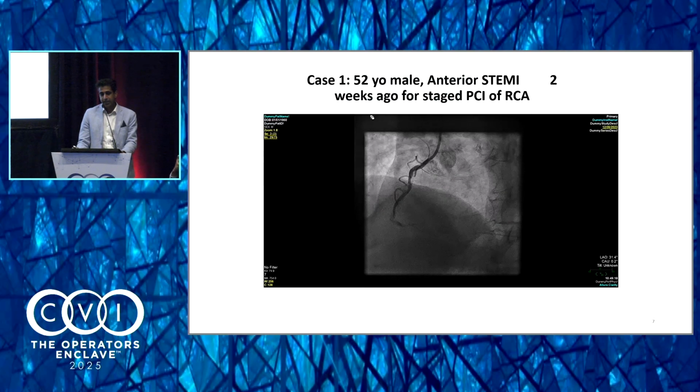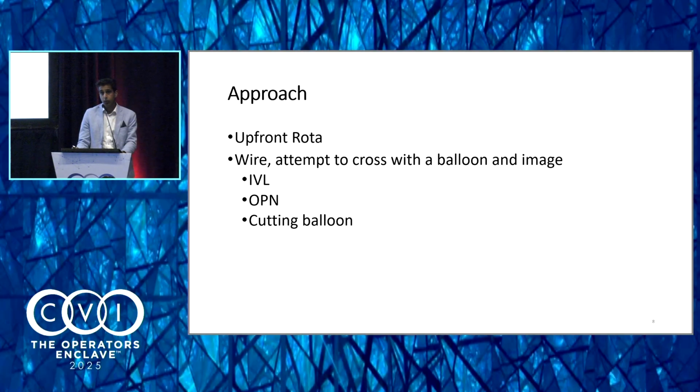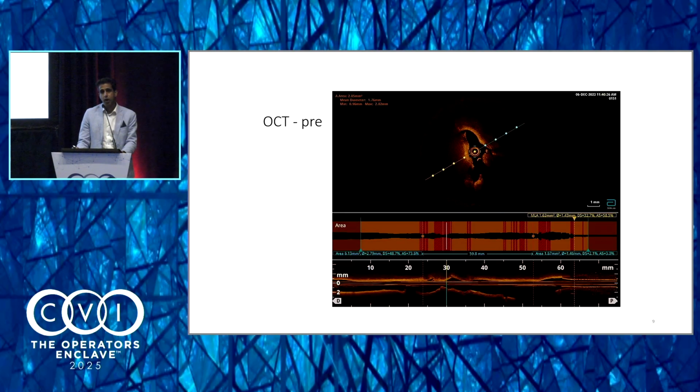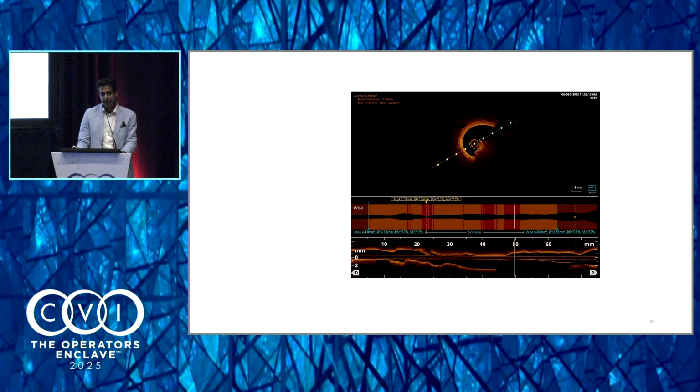So I'm going to go to a case. This is a heavily calcified RCA, and the patient had an anterior STEMI previously, and the question is, what would you do? Many people would rota this up front, but our approach was to wire this and image. And what we found was nodule after nodule, as you can see here.